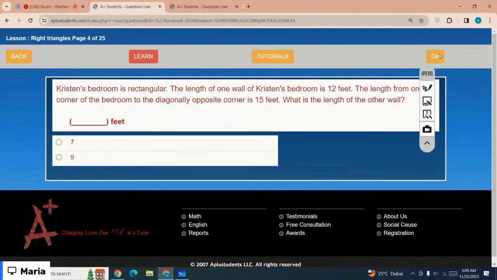Kristen's bedroom is rectangular. The length of one wall of the bedroom is 12 feet. The length from one corner of the bedroom to the diagonally opposite corner is 15 feet. What is the length of the other wall? Which is the correct option?